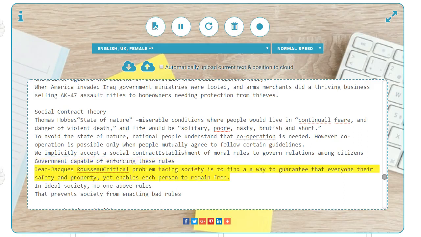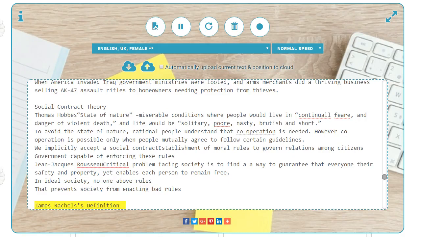Jean-Jacques Rousseau. The critical problem facing society is to find a way to guarantee that everyone has their safety and property, yet enables each person to remain free. In an ideal society, no one is above the rules. That prevents society from enacting bad rules.